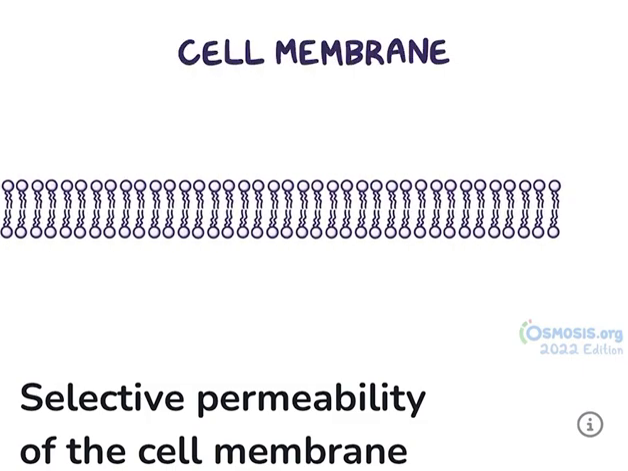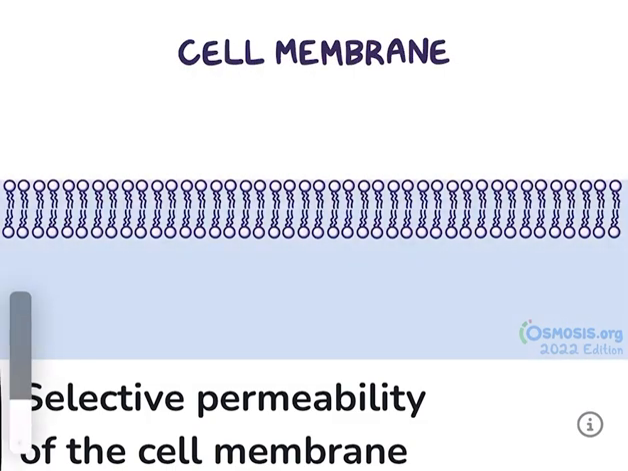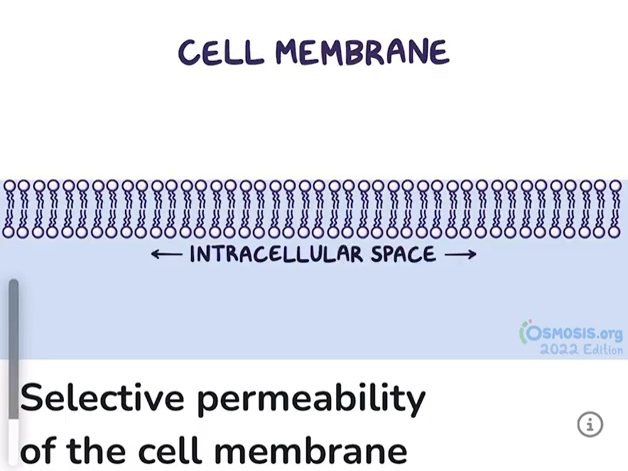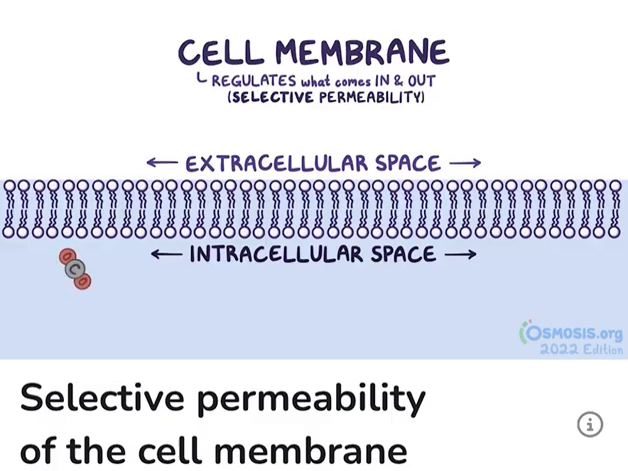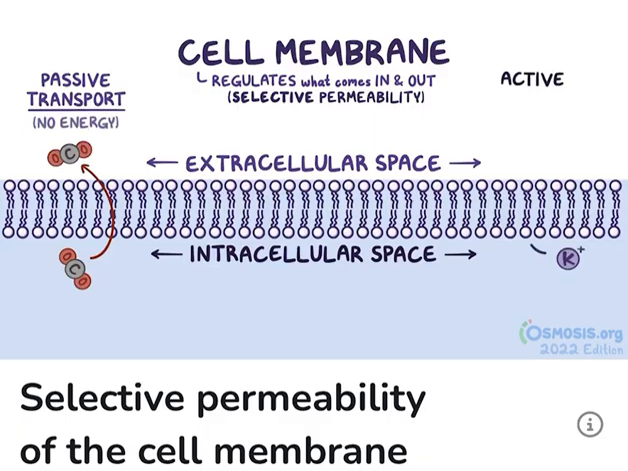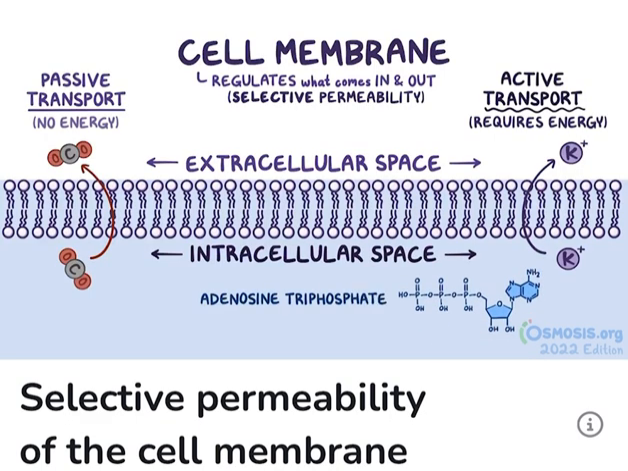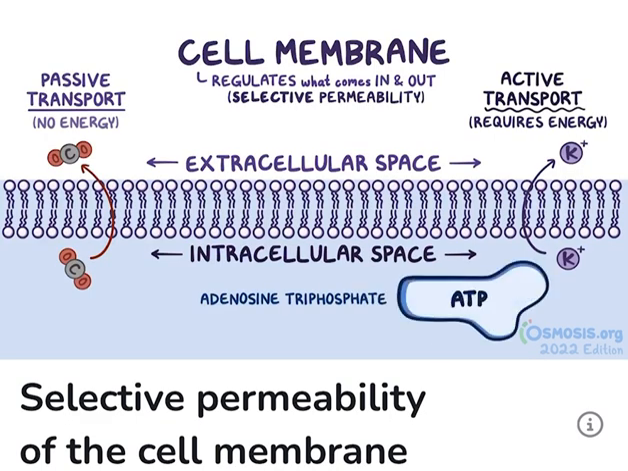The cell membrane is there to define what's on the inside of a cell, the intracellular space, versus what's on the outside of a cell, the extracellular space. And it helps regulate what comes in or out of the cell, which is called selective permeability. Movement across the cell membrane can happen by passive transport, which requires no energy, as well as active transport, which requires energy in the form of adenosine triphosphate, or ATP for short.